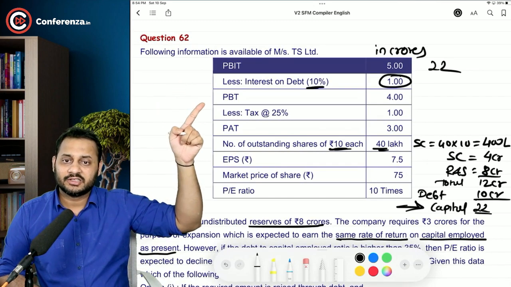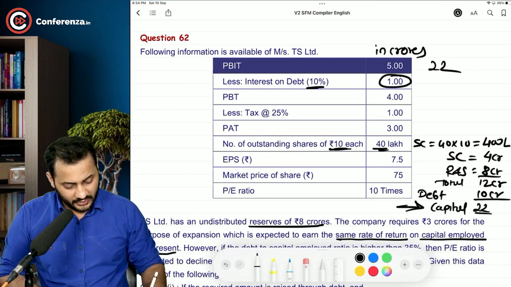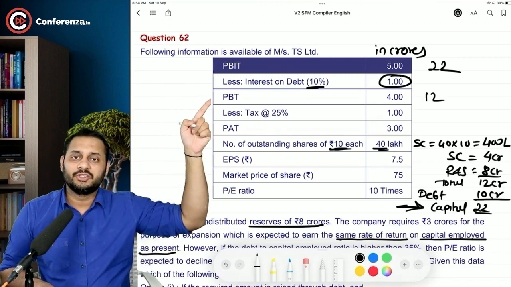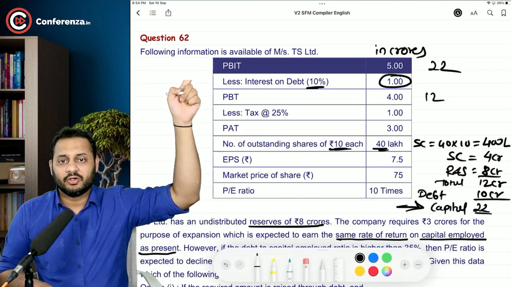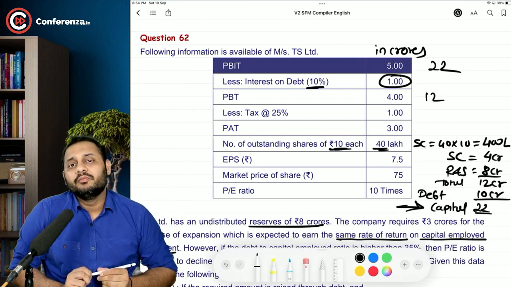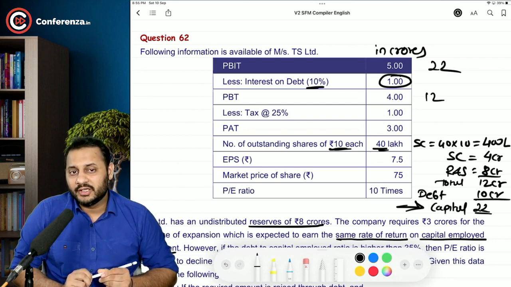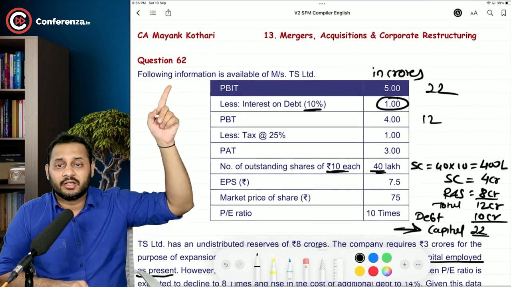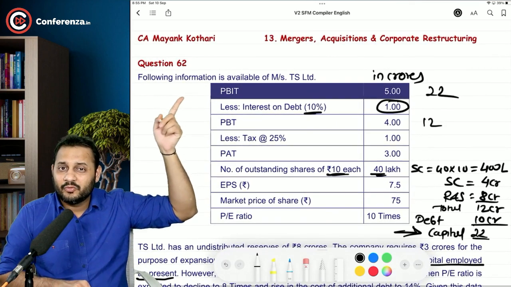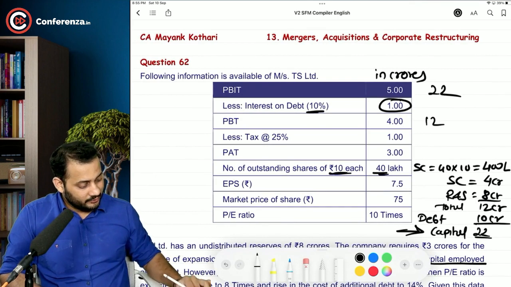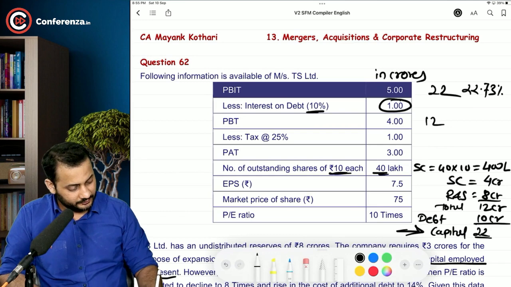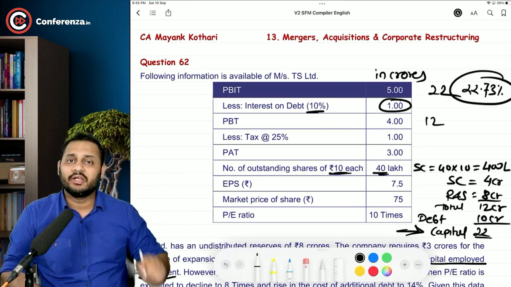Or if you take just the PBT, you can take 12 crore rupees. If the profit is of equity, the capital should also be of equity only. If the profit is of equity and debt, the capital should also be taken for equity and debt. So what is the return on capital employed? 5 divided by 22 comes to 22.73%. This is the return on capital employed.